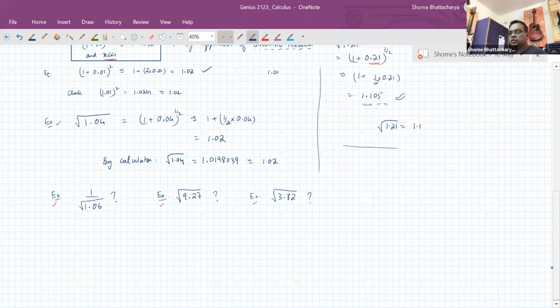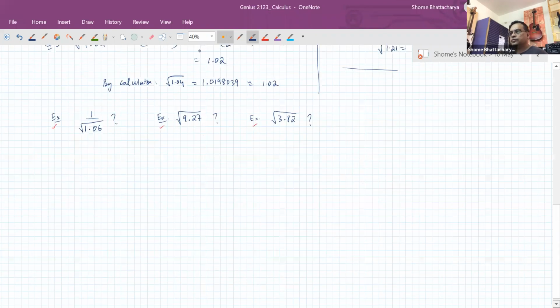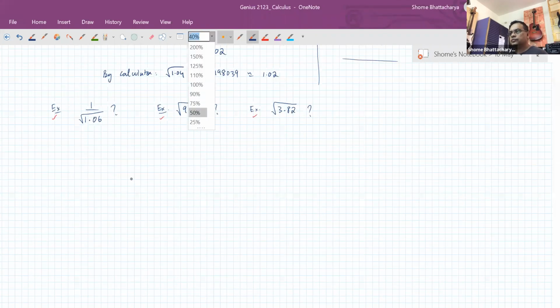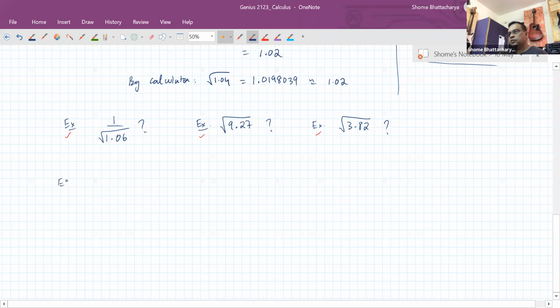Okay, so let's see how this works out. So this one, 1 upon square root 1.06. I can write that as 1 upon 1.06 to the power half. And even more convenient, I can bring this to the numerator and write it like this. So n can be any integer, any real number basically. So it can be negative or positive, it doesn't matter. So this is now 1 plus 0.06 to the power minus half.